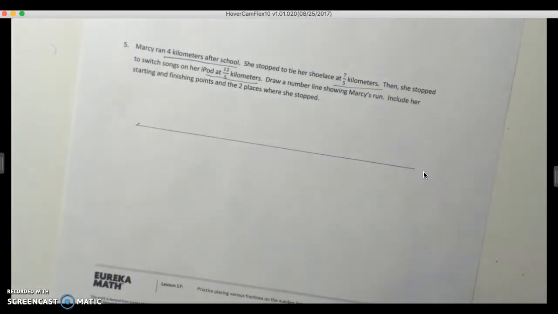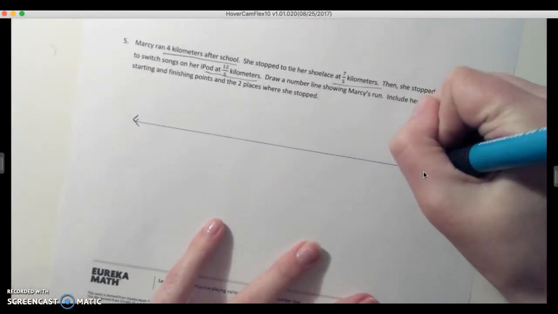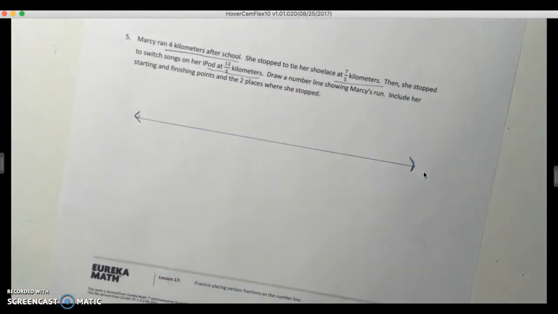Okay, here's my number line. And then I have, she ran 4 kilometers. So my starting point will be 0 kilometers.